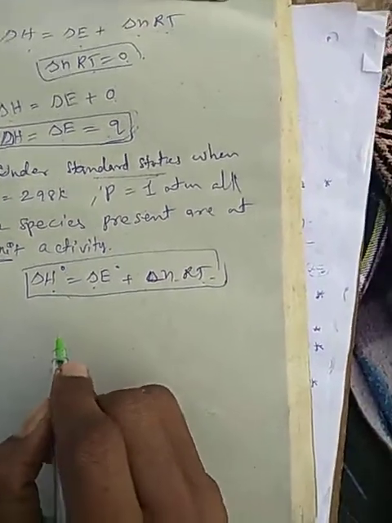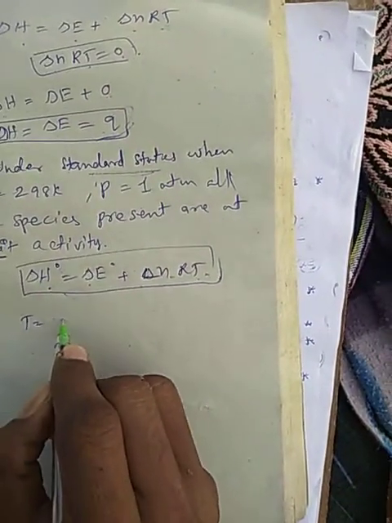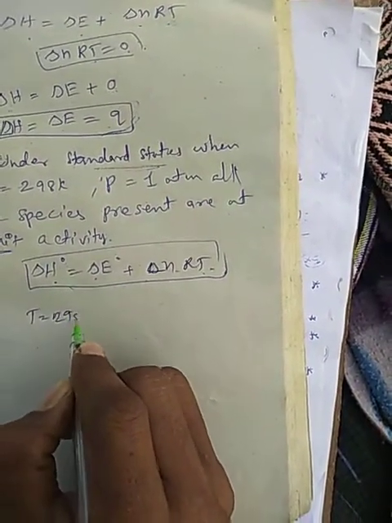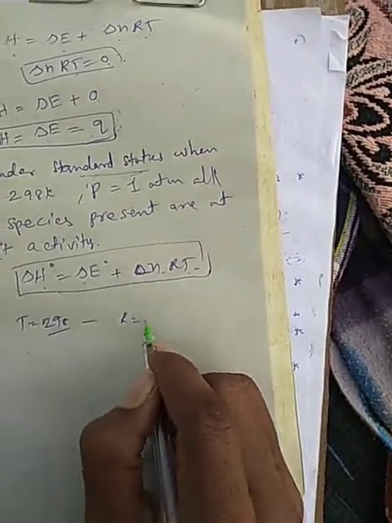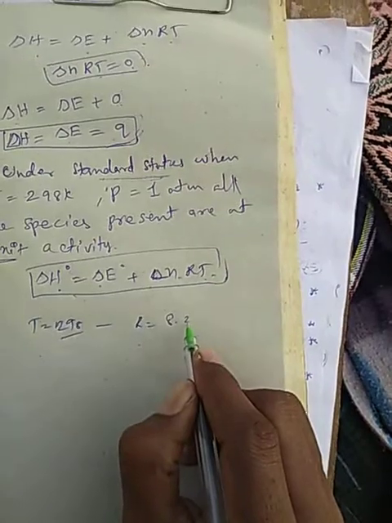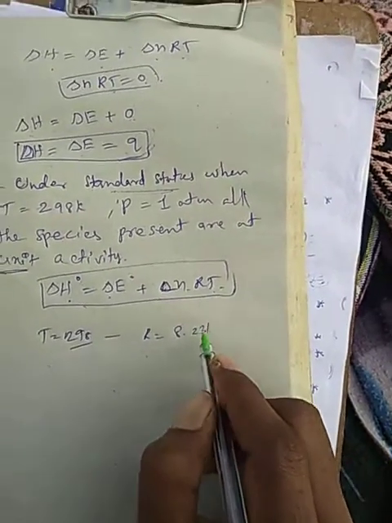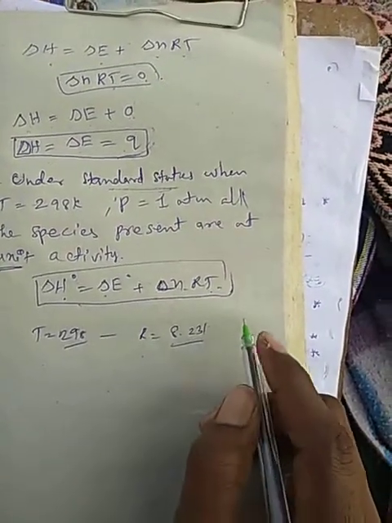Here T is equal to 298 Kelvin, and R we know is the standard value, 8.23 kilojoule per mole.